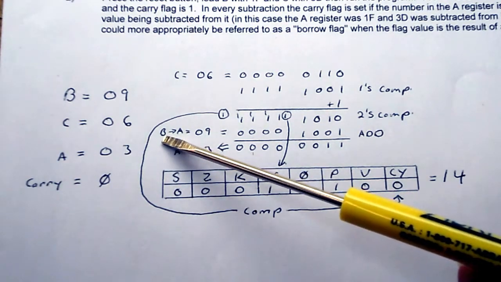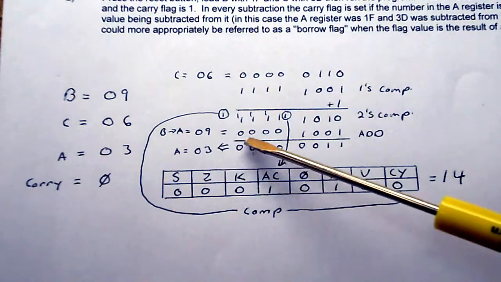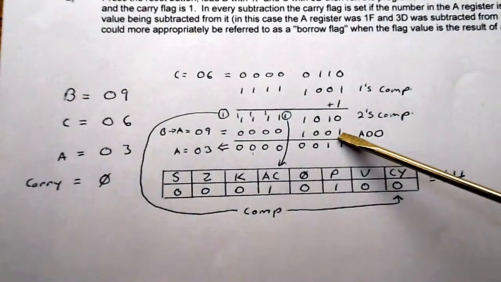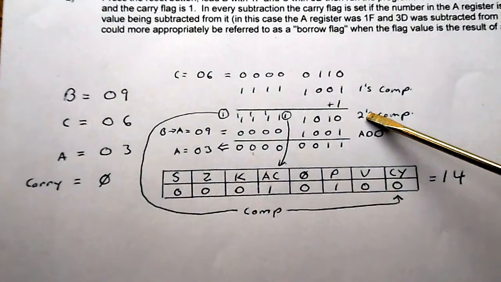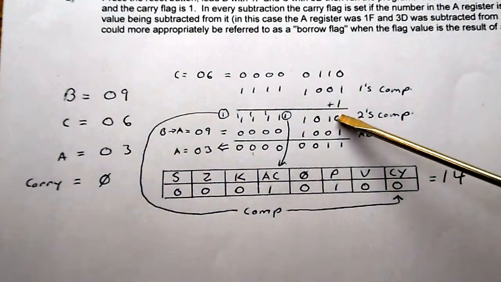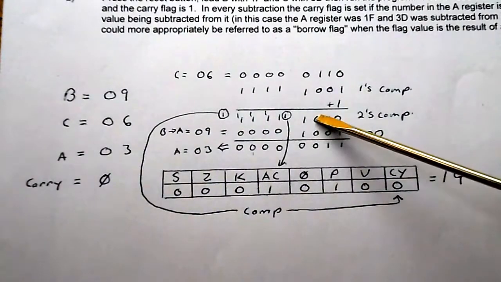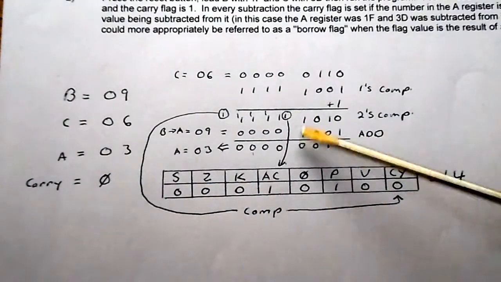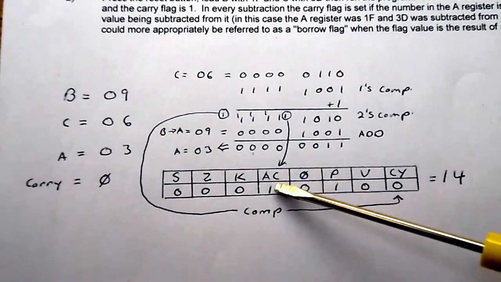B contains the number 9, and that was moved into the A register. So 9 is 0, 0, 0, 0, 1, 0, 0, 1. So we add that to the 2's complement of the number 6. So 1 plus 0 is 1, 0 plus 1 is 1, 0 plus 0 is 0, 1 plus 1 is 0, carry the 1. So that's your auxiliary carry bit. So the auxiliary carry gets set.